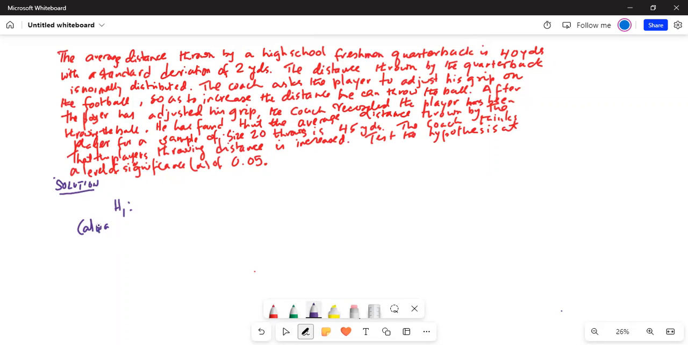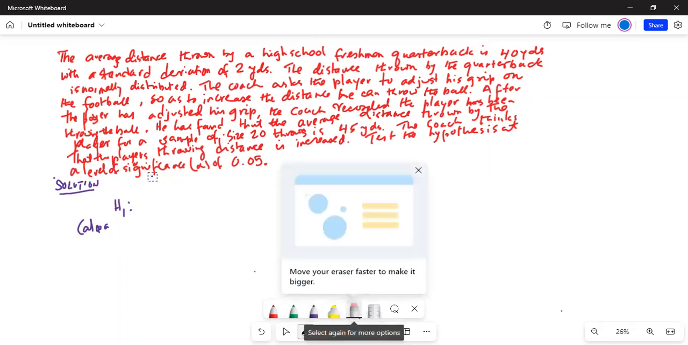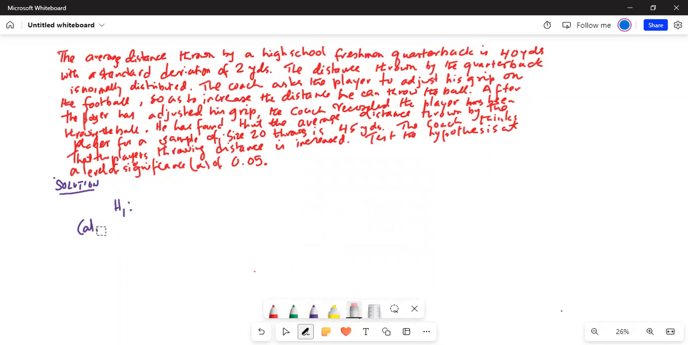So this is the alternative hypothesis. The coach thinks the football player's throwing distance has increased from what it was in the past. Remember, in the beginning, he was throwing 40 yards. So that's your alternative hypothesis or alternate hypothesis.